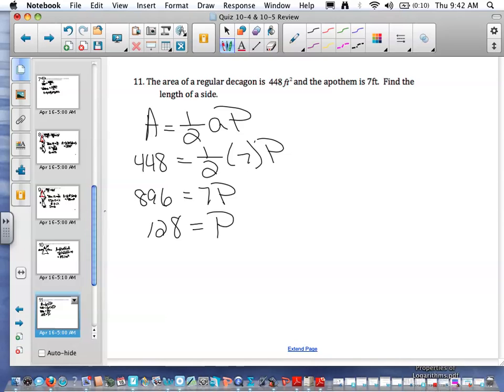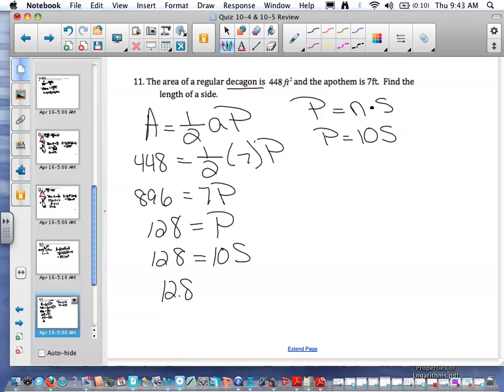But you're looking for the length of a side, so you have to remember that the perimeter is equal to the number of sides times the length of each side. This is a decagon, so the perimeter is equal to 10s. So 128 is equal to 10s, so s is equal to 12.8. So the length of a side is 12.8.